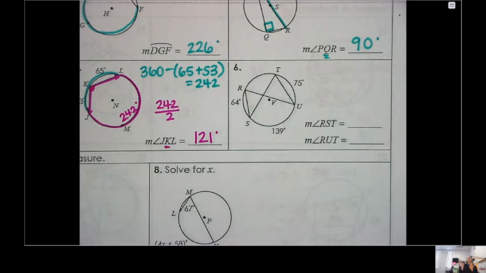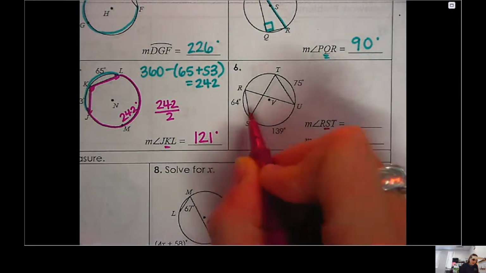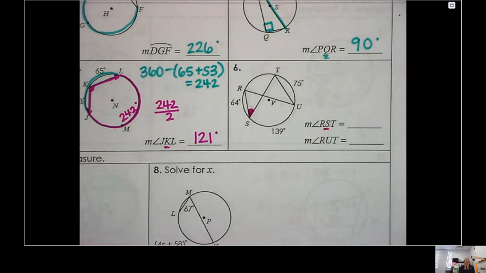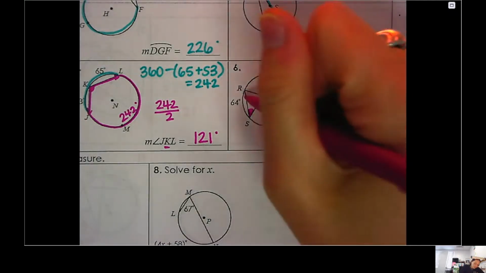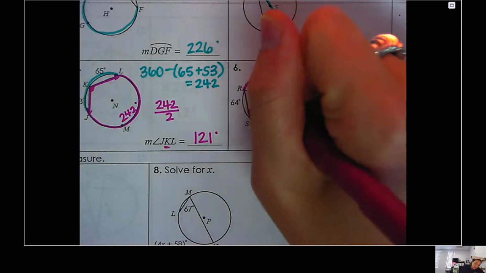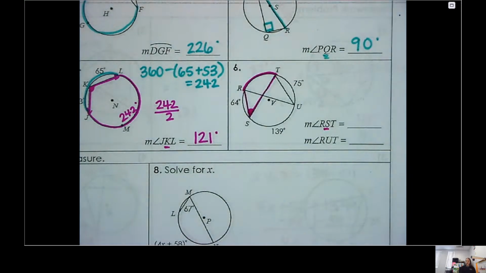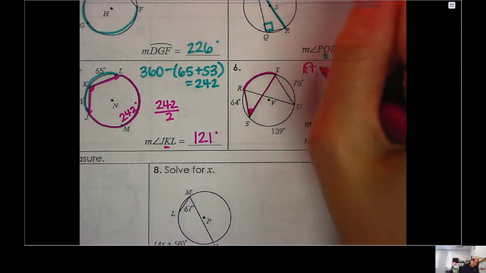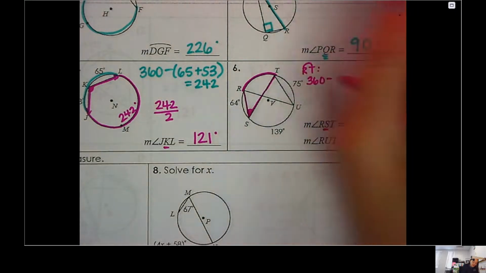Because, first of all, what am I looking for? Angle S and angle U. So let's start with angle S. What does angle S open to? RT. Okay, so let's figure out RT. How could you figure that out? Add 64, 75, and 139, and subtract from 360, right? The whole thing. So to find RT, I'm going to do 360 minus all of those numbers.